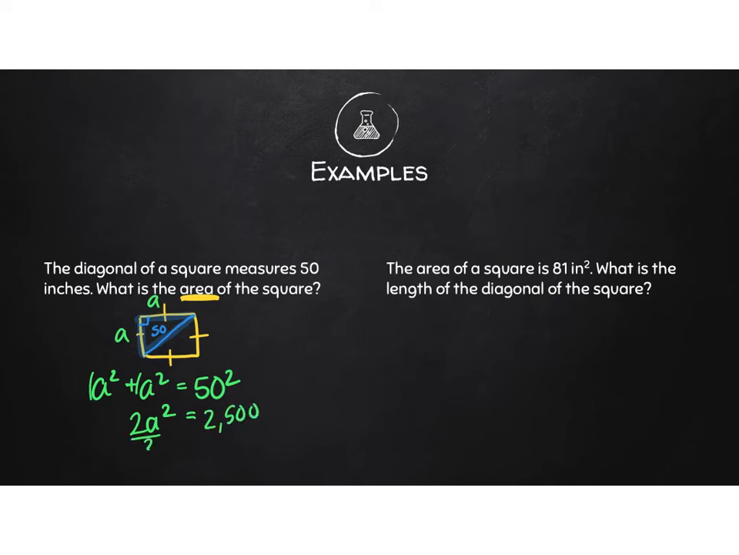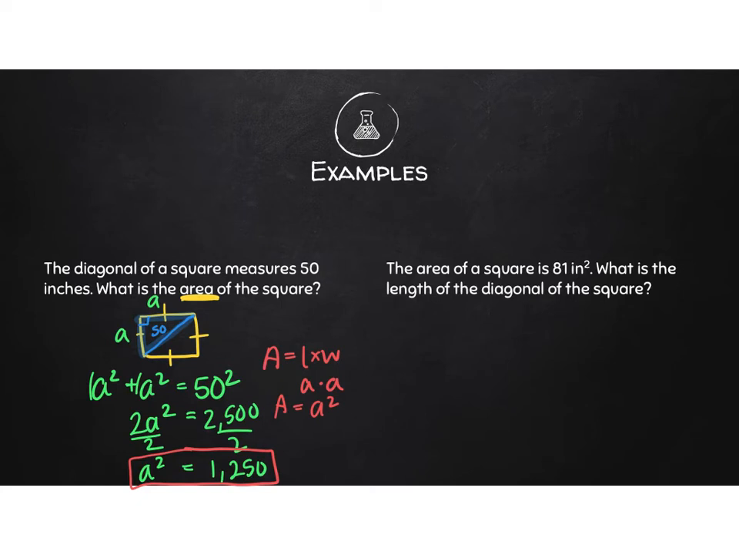2,500. Divide both sides by 2. We get A squared equals 1,250. Now, many of you are going to want to take the square root of both sides because that's what we've been doing. But let's remember we want to find our area, which is length times width, or in this case, A times A, which is the same thing as A squared. So the area equals A squared. We found A squared, so we can leave it like that. 1,250 is our answer. Now, if you did go ahead and take the square root, you would just have to then square it again to find the area.